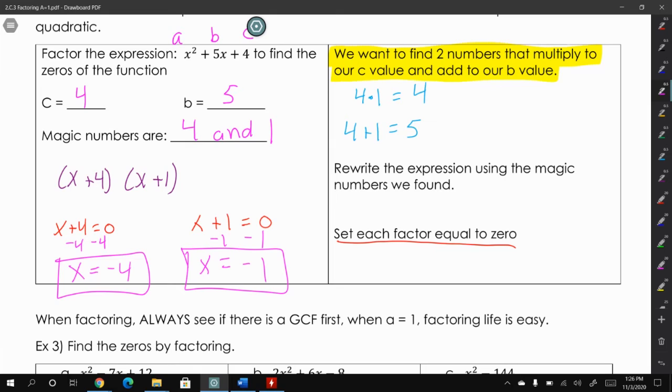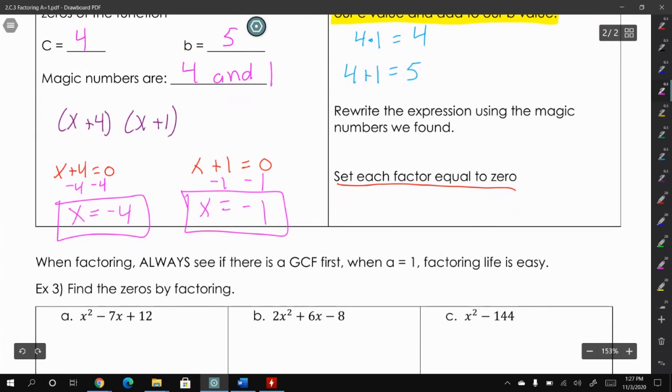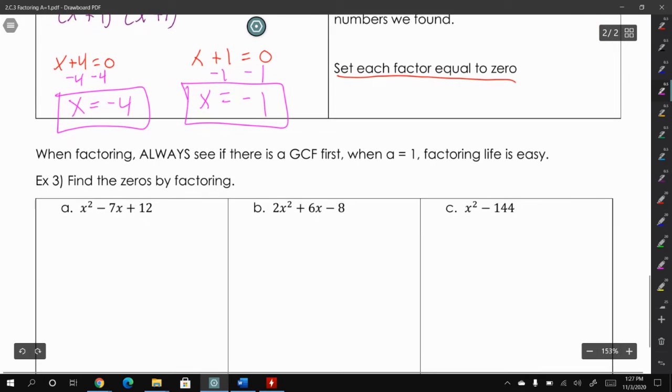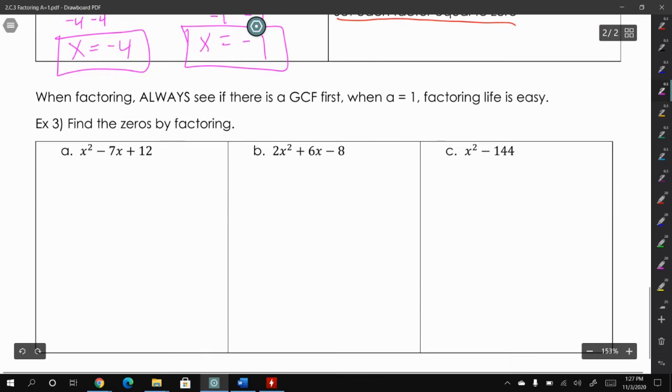Now this trick will only work if a is equal to 1. That makes factoring pretty easy. So we're going to now combine these two things down here, where we're going to try to find our magic numbers and factor it, and then find our zeros.